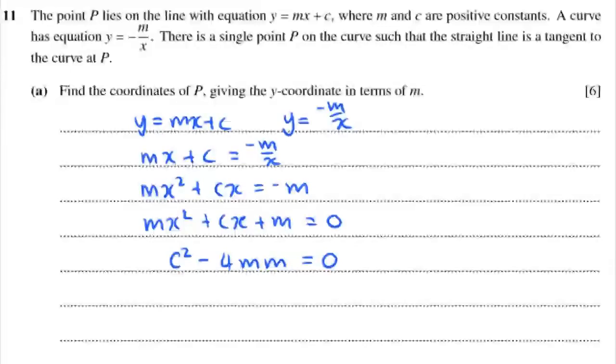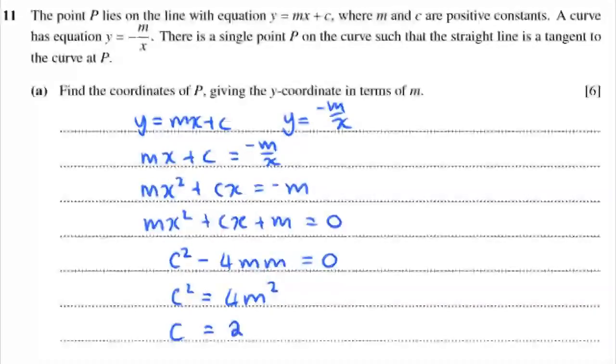Okay, so what have we got here? We have c squared is 4m squared. So we can do the square root of both sides. The square root of c squared is c. The square root of 4 is 2, and the square root of m squared is m. So that tells us that c is equal to 2m.